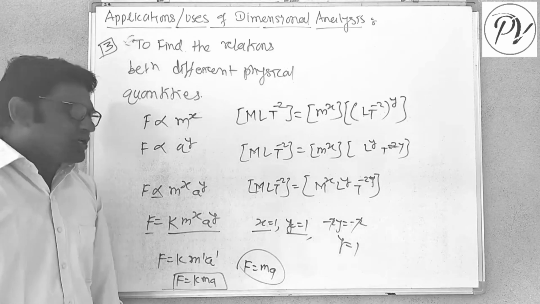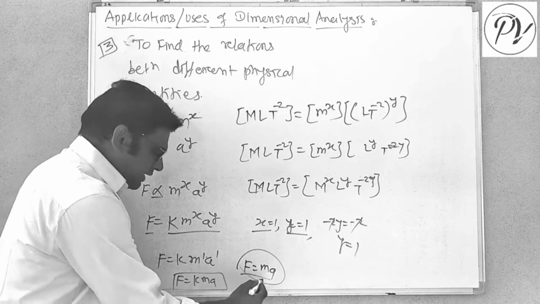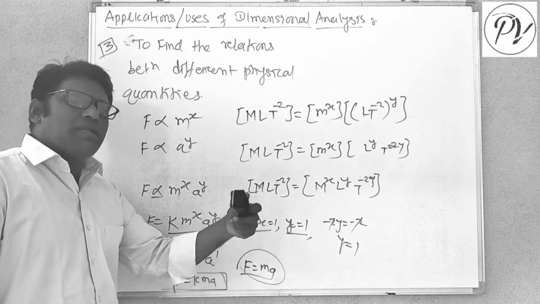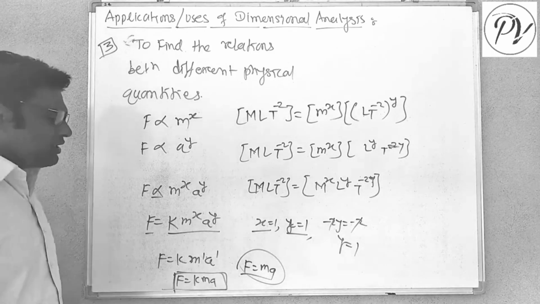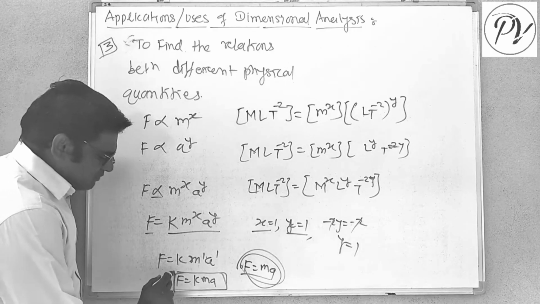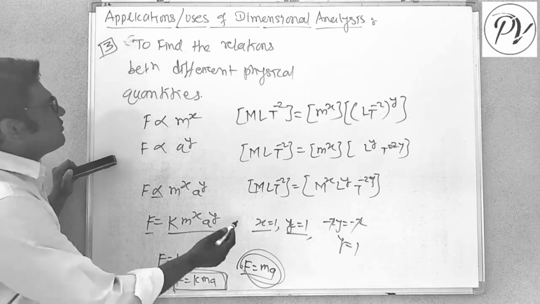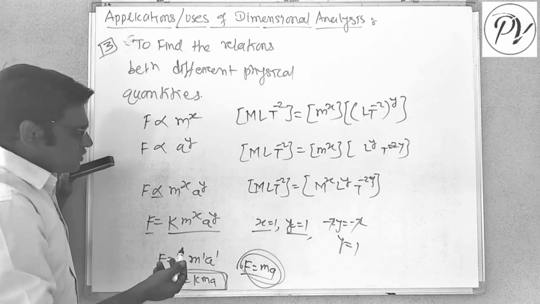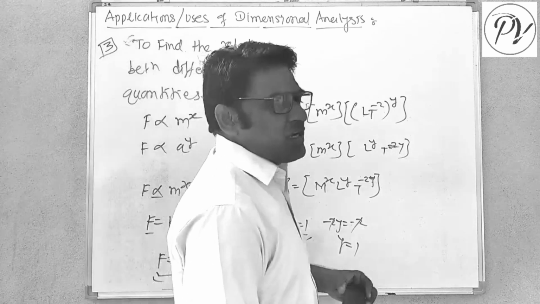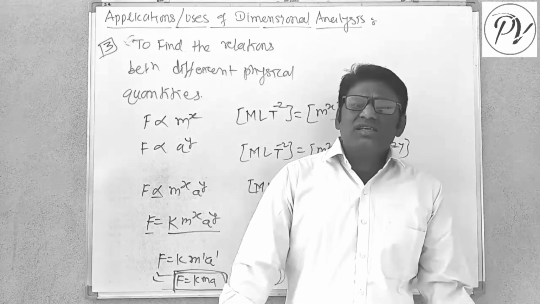But in the examination you don't need this experimentation, so we cannot write it like this. This is your answer: F is equal to k m a. We know the value of k is 1 because it is given in the books by scientists. So normally we use F is equal to ma, but basically in dimensional analysis this is your answer: F is equal to k m a. This is the relation between force, mass and acceleration. In this way we can find the relation between different physical quantities by using dimensional analysis. So these are the applications.